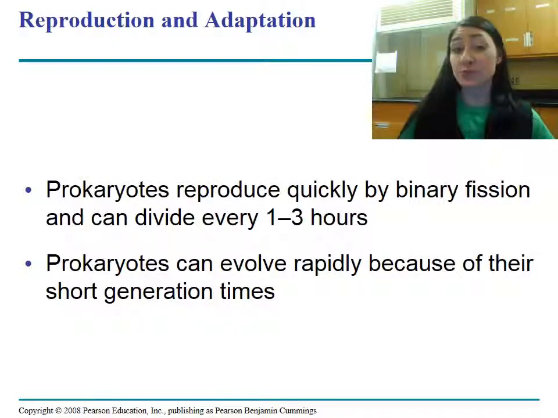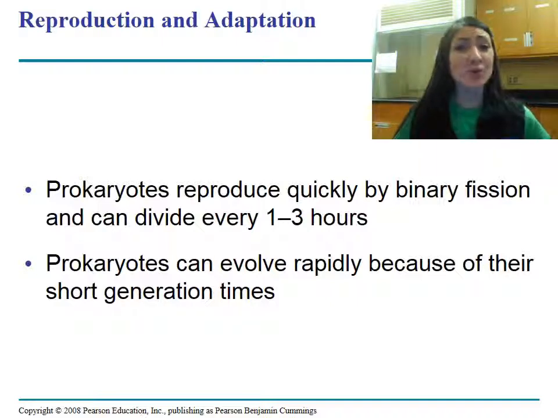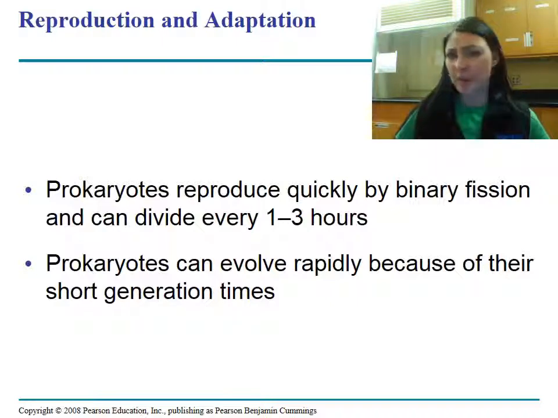Prokaryotes can reproduce really quickly, and they reproduce through binary fission, which creates an exact copy of the parent cell. Now you have two daughter cells that are exactly the same as each other, and this can happen so quickly. It happens every 1 to 3 hours. So generation times are really short, and they can evolve very rapidly because of the short generation times as well. So if you have random mutations, those tend to accumulate pretty quickly because the generation time is only about 1 hour to 3 hours if the conditions are right.